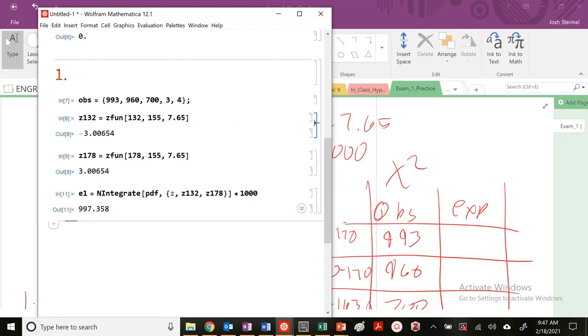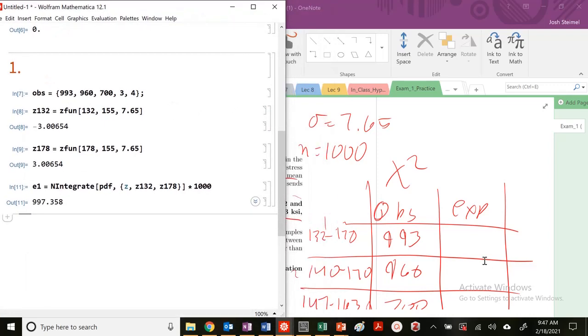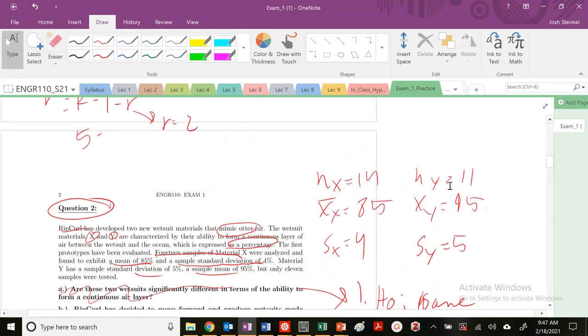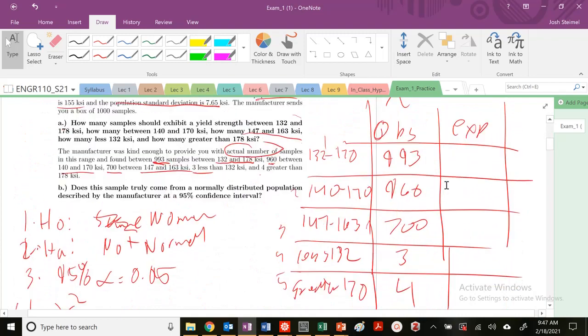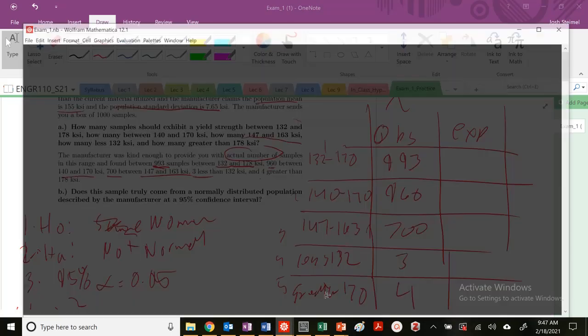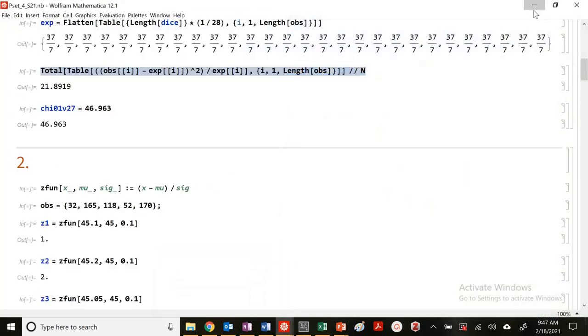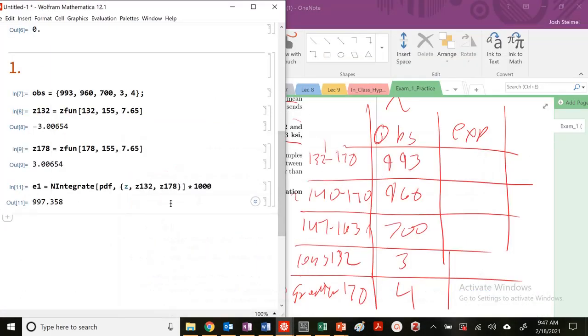So I could repeat this procedure pretty similarly for the next couple of problems. So let's go ahead and scroll down a little bit. Here we go. Let's move these guys. So let's go ahead and repeat this problem for the next two.